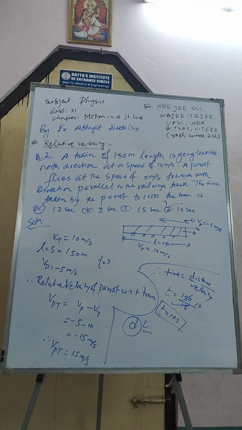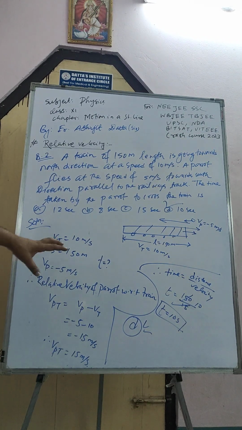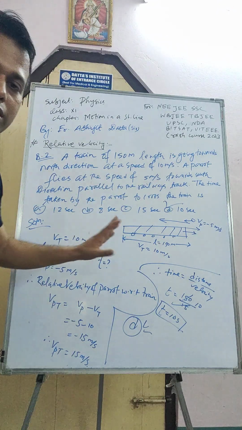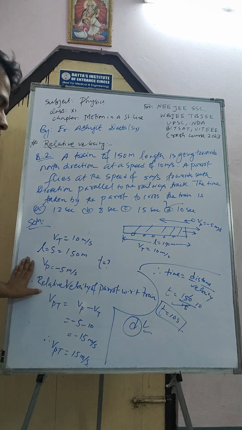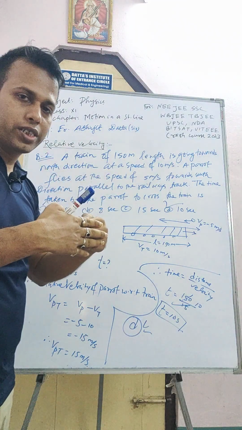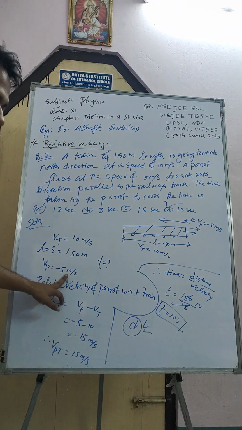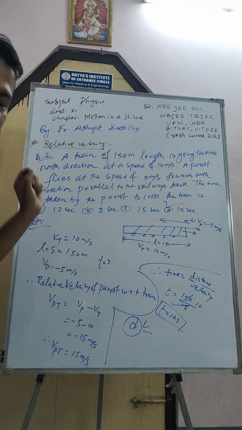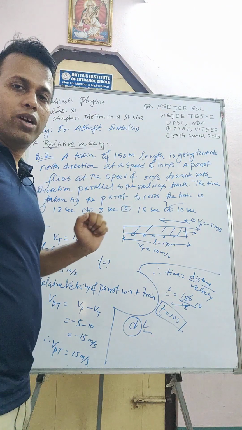So let me explain again in 10 seconds. Here, given the velocity of the parrot, one train is moving with a speed of 10 meter per second and the length of the train is 150 meter, and a parrot is flying parallel to the train but in the opposite direction with a speed of 5 meter per second. So we have to find out the time needed by the parrot to cross the train, okay.